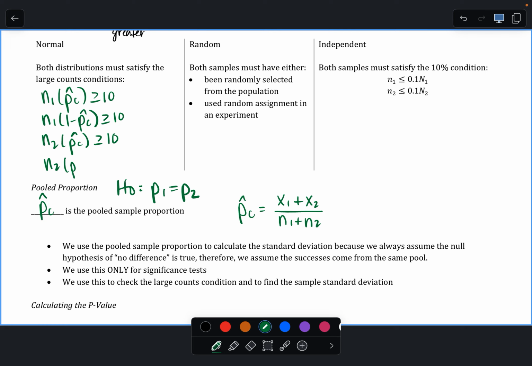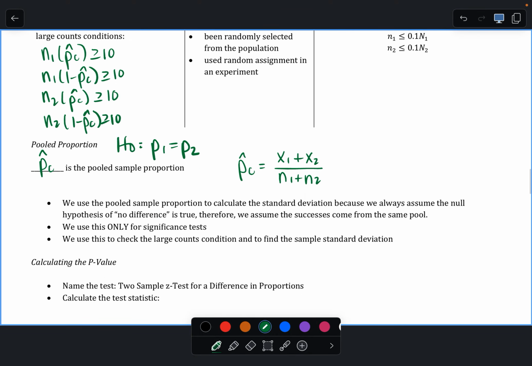And before you freak out and wonder how you are going to remember that, they do give you this formula on the AP exam. It's within that whole section of proportions information. The only thing you have to remember specifically is that this is used for the two-sample z-test. You don't do it for the interval. You don't do it for one sample. It's only the two-sample z-test. So that's really the only difference.